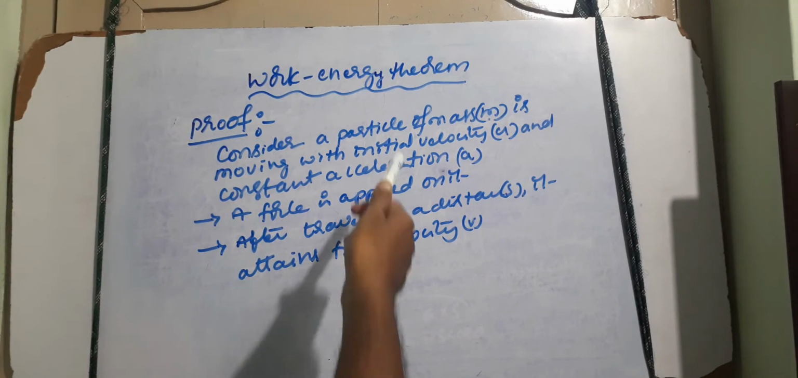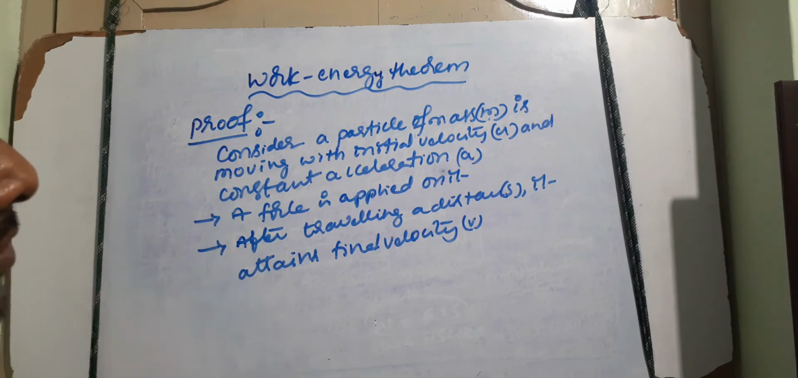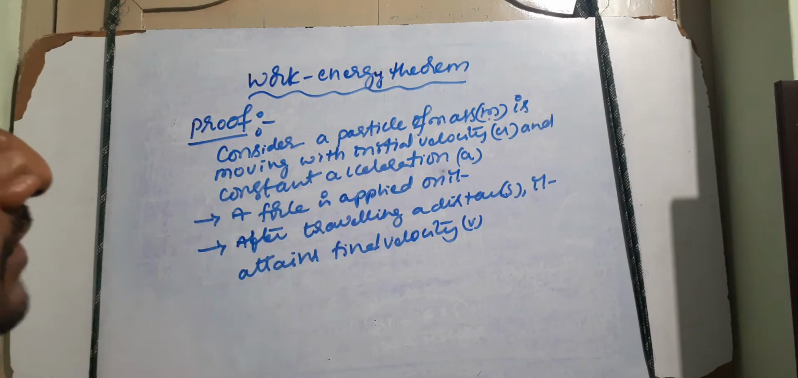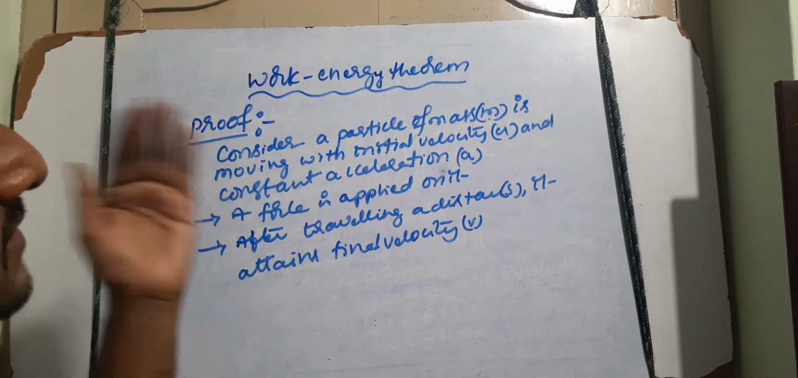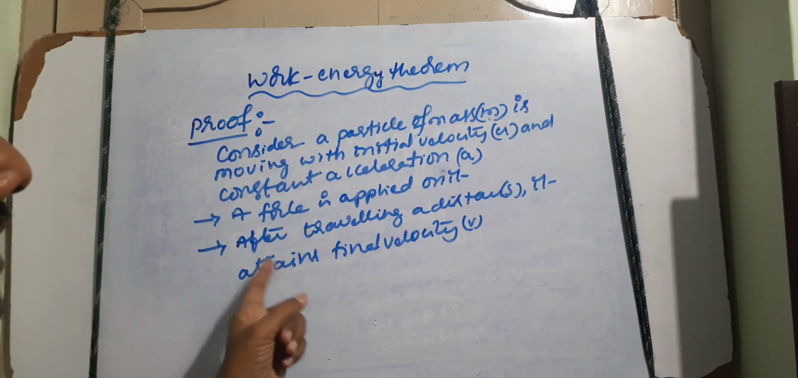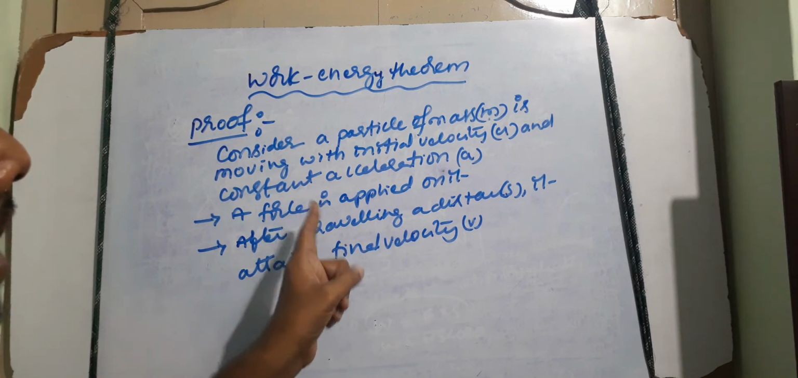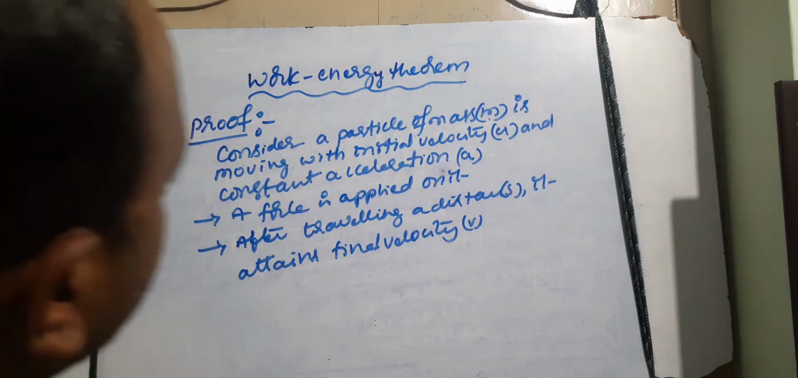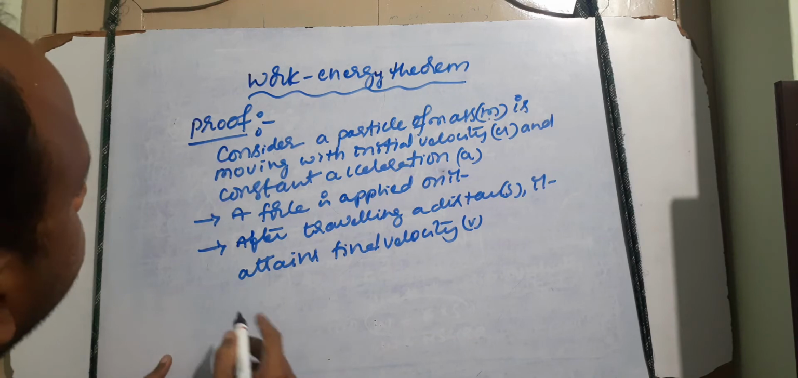Consider we are taking a particle of mass m, which is moving with initial velocity u and having constant acceleration a. Now a force capital F is applied on it. Then the particle raises its velocity and moves in the direction of applied force. The raised velocity is taken as the final velocity, which is v, and on the application of the force, the body has travelled a distance s.